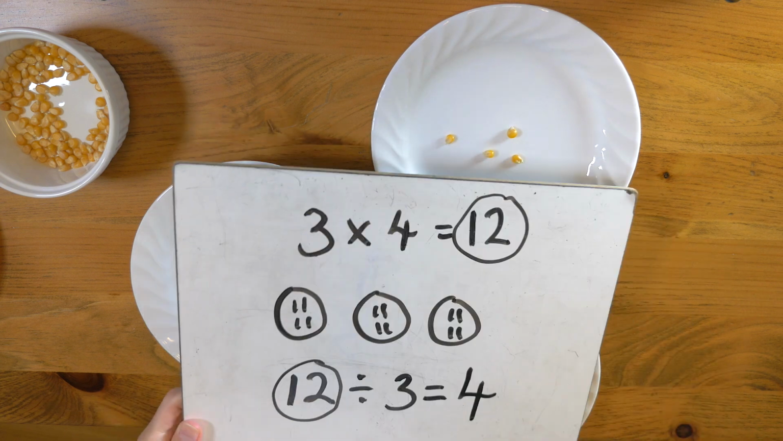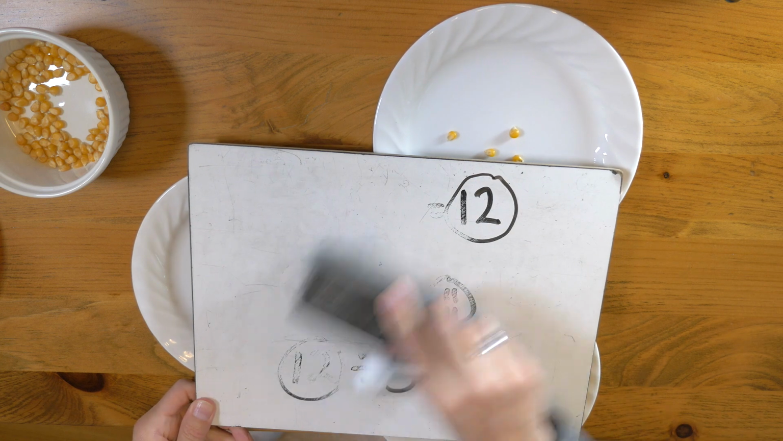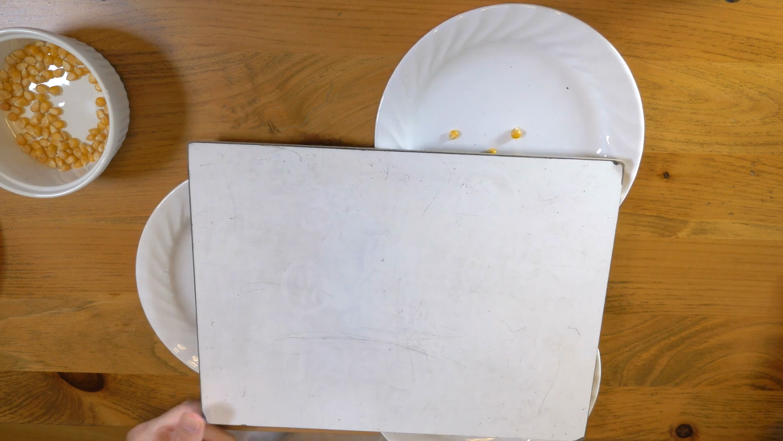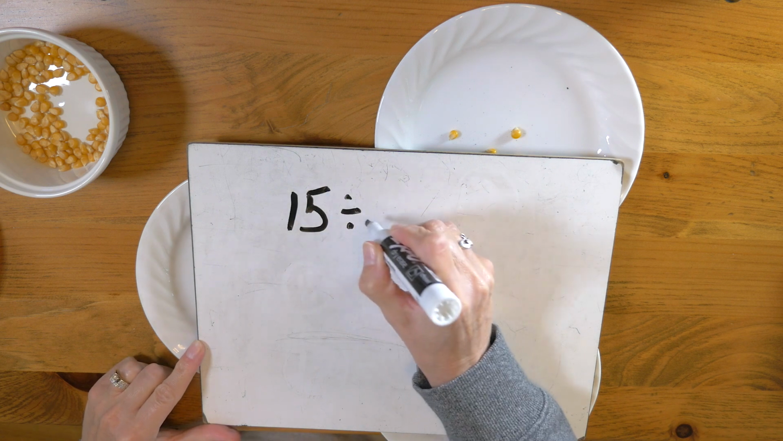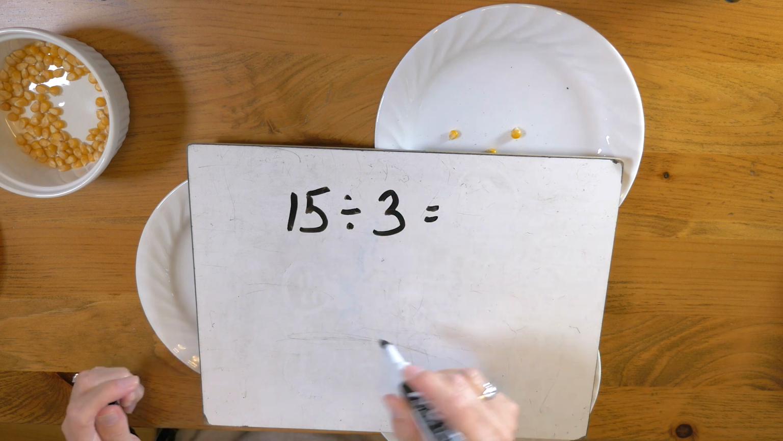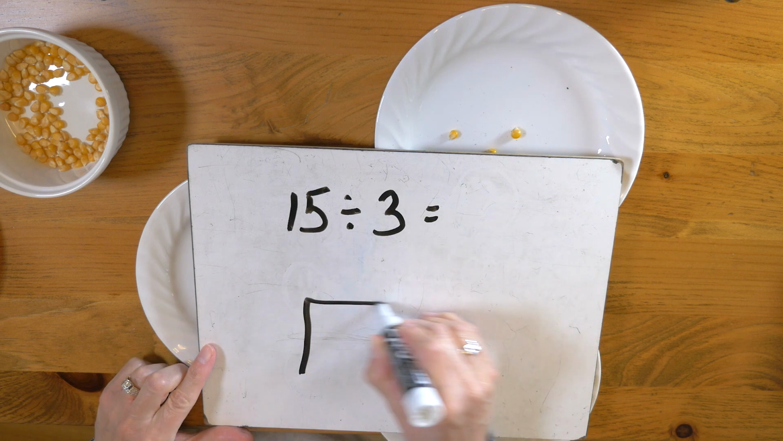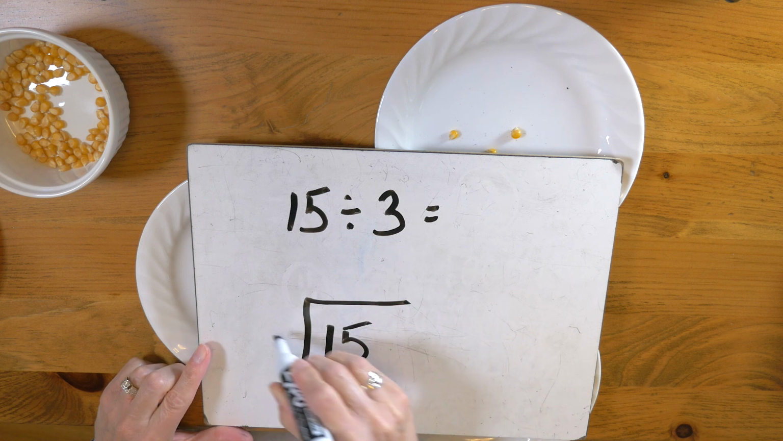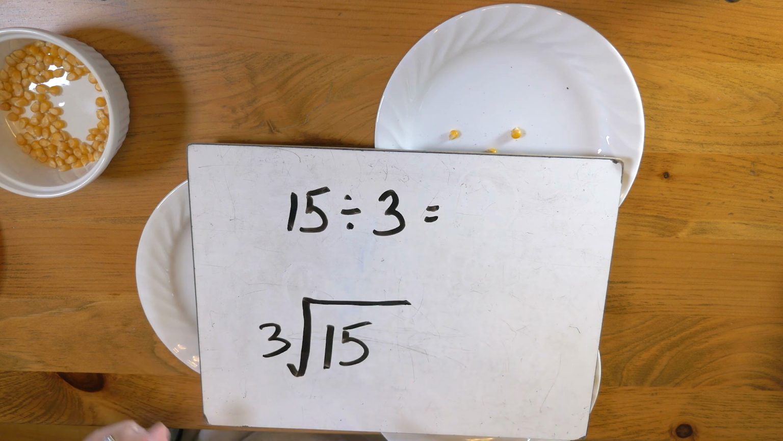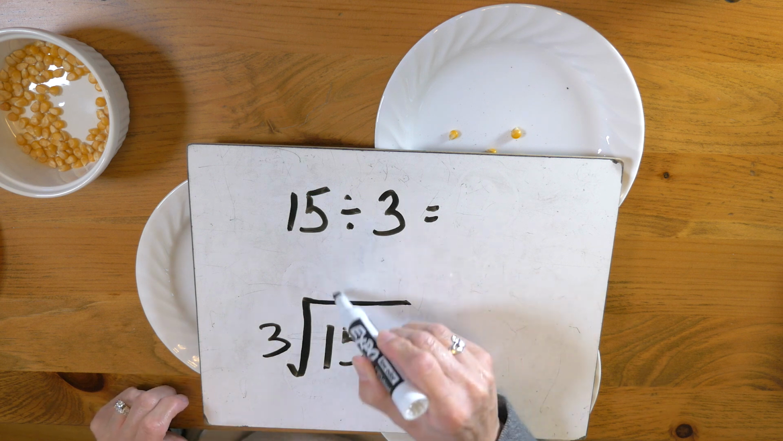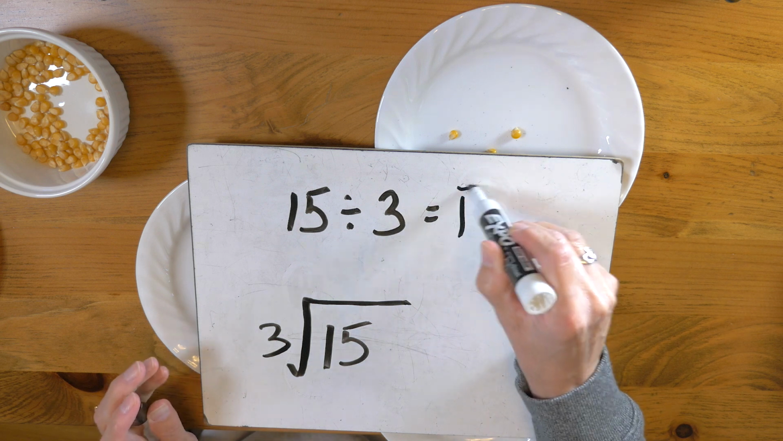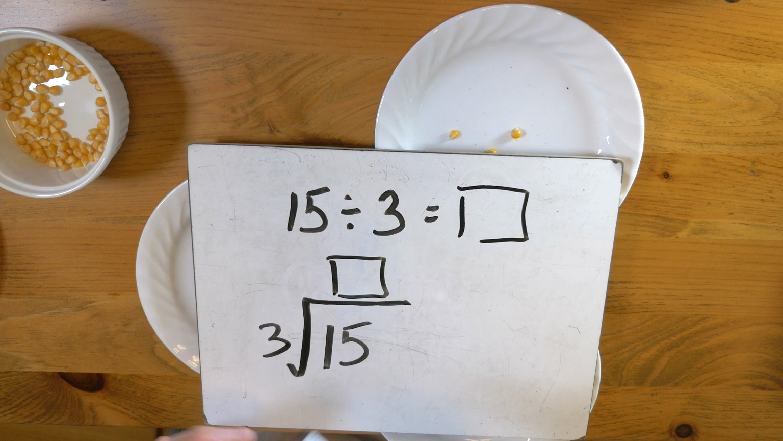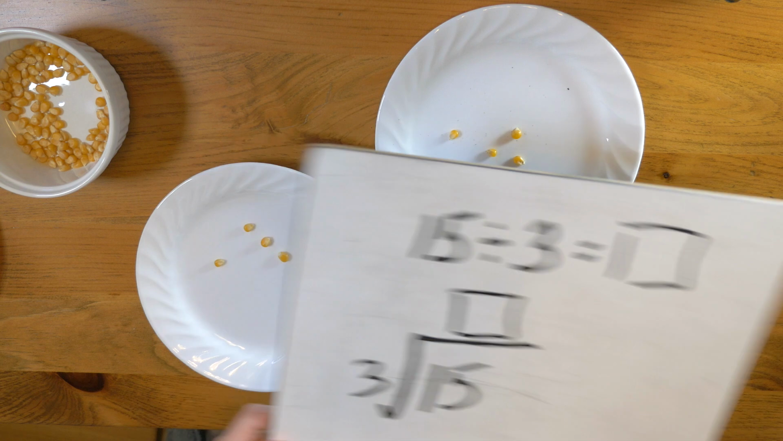Let's try another one. So let's try 15 divided by 3. Now you can also write that this way. That's another way to write a division equation. And you would put your answer on top here. If you go this way, you put your answer at the end here. The box is where you would put your answer. 2 ways to write a division question.